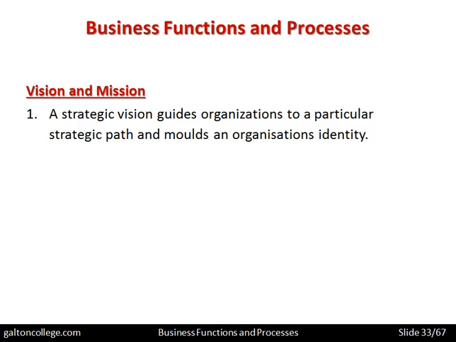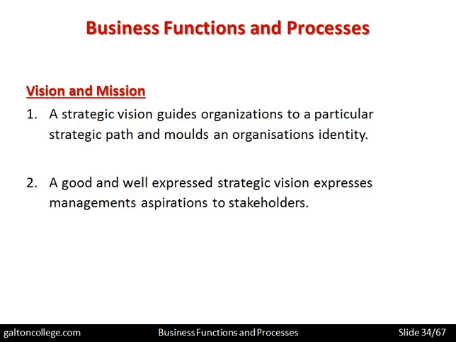A strategic vision guides organisations to a particular strategic path and moulds an organisation's identity. So the strategic vision guides the organisation along some strategic path. It is where the organisation wants to be, and it also sets out how the organisation can go about doing this. So it starts to generate ideas that can filter down into operational plans, so that the operational departments within the business can see what their obligations are in terms of the direction they need to move in, which will start to determine the skills and competencies they need to see amongst the workforce, the types of capital they're using, the processes they're engaging in, the types of change they need to bring about.